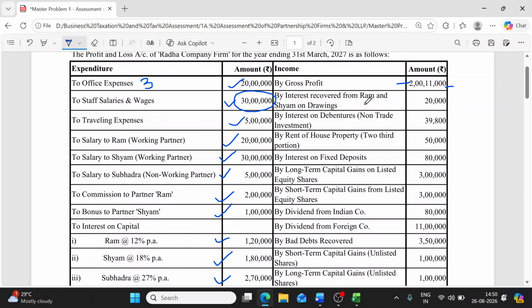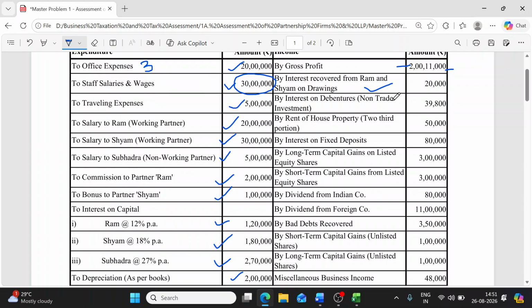Okay, but the next thing is interest recovered from Ram and Sham on drawings. So there might be a few drawings, and on such drawings the firm has recovered the interest. So this is pure business income of the firm. It is not like non-business income. It is not like disallowed income. It is totally allowable income, and it can be shown as income in the books.